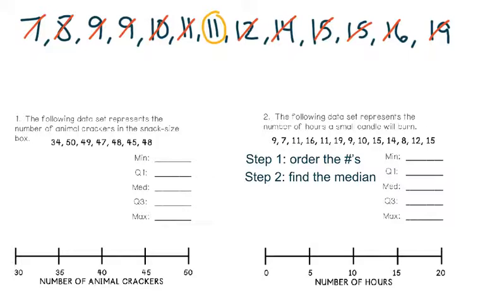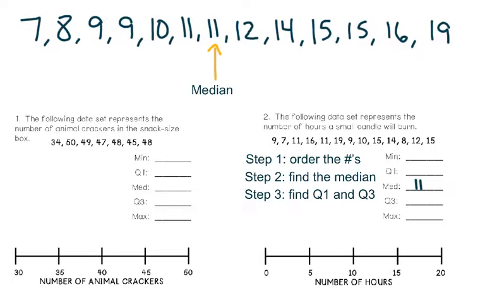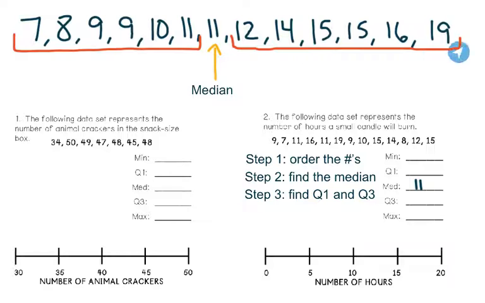Hopefully you realize that 11 is the median of the entire data set. So off to the side where it says that stands for median, I put 11. The next step is going to be to separate my data into 2 sets, and I'm going to use the median to center that. The first quartile is the first half of numbers. The third quartile is the second half of numbers.